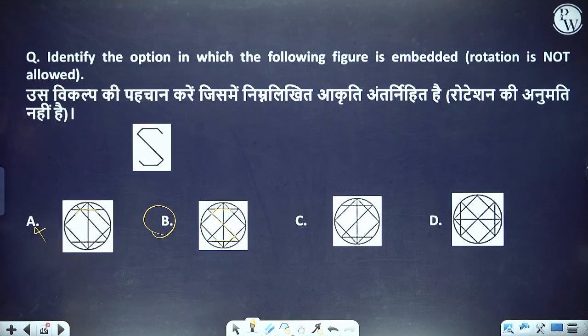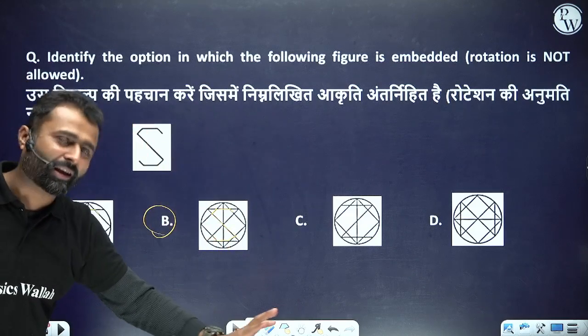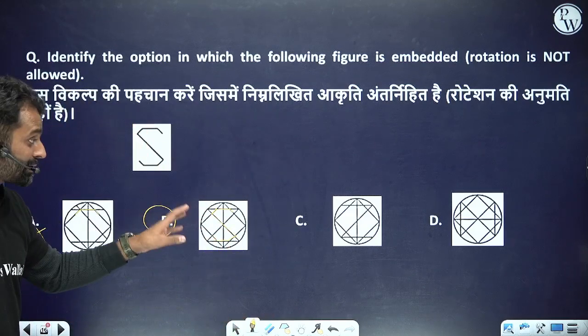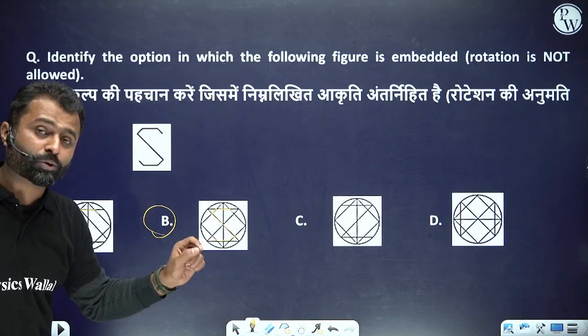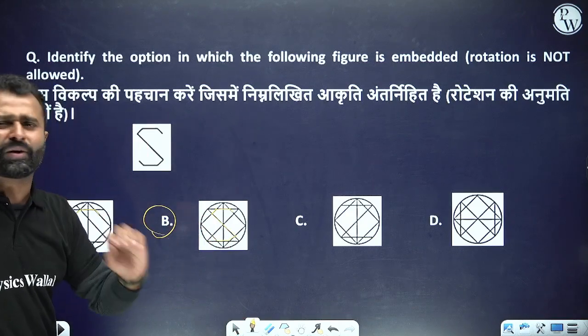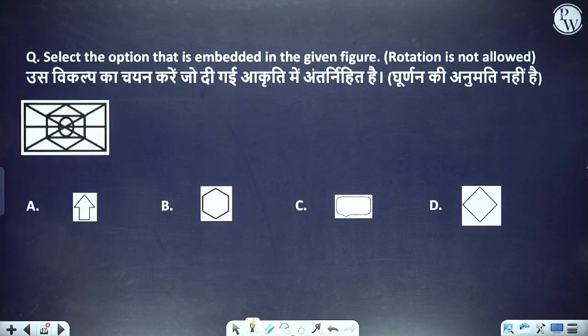Okay, I hope you are enjoying. It's very clear. In some questions, some figures would not be so clear here, but in the examination, it would be very clear. You need not worry about that. So here you have certain structures and you need to find in which it is embedded or hidden. You cannot rotate. We'll go for B. That's one of the simplest ones.